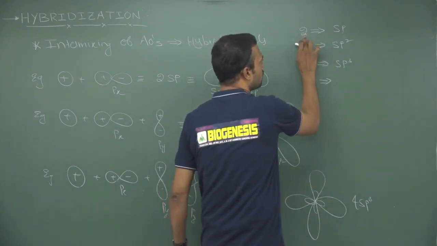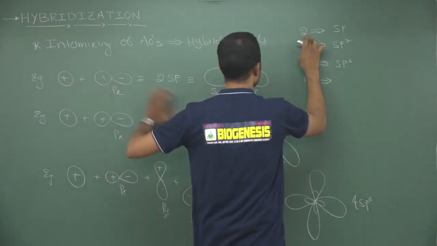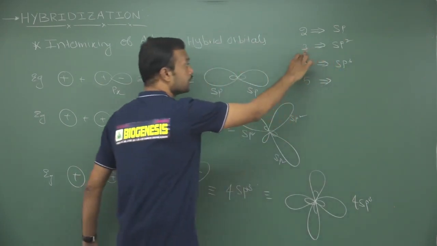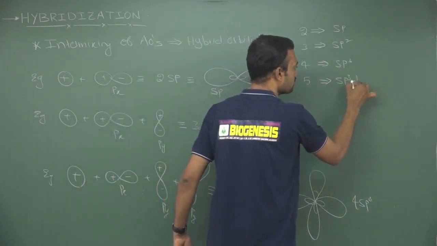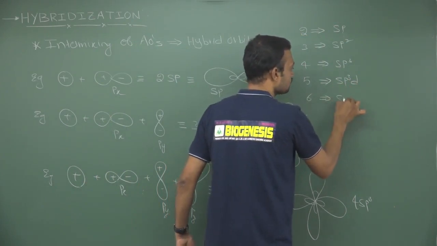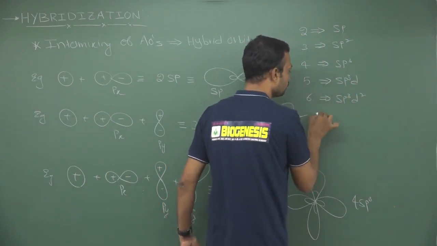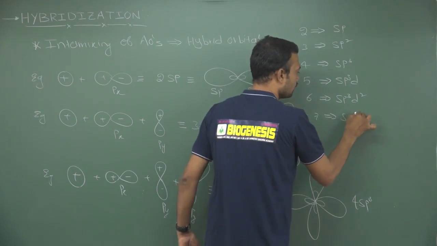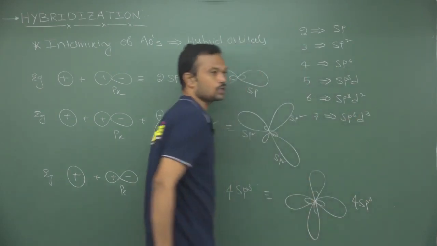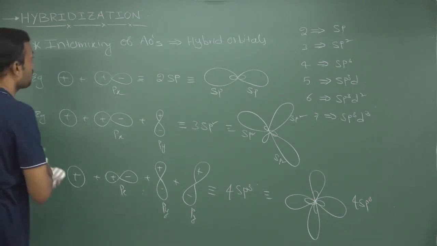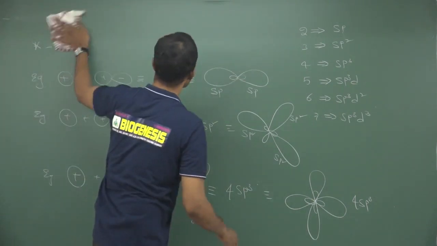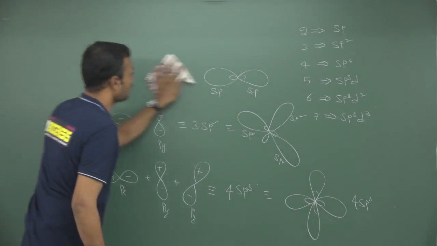Total number of atomic orbitals, if they are only 2, that is sp. If they are combining 3, that is sp2. If they are combining 5, here it is sp3d. If it is 6, sp3d2. If it is 7, it is sp3d3, etc. Like that we can combine atomic orbitals to form hybrid orbitals.